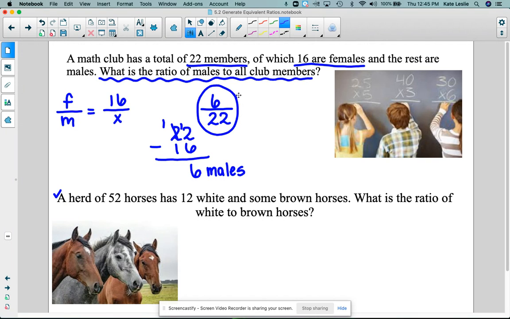Please also don't forget, since we're talking about equivalent ratios, you can actually simplify this as well. So if you simplify by dividing both of these by 2, another answer could also be 3 males to 11 total members. These are the same thing. So either one of these answers would work. So please make sure that you read the question carefully. You're going to see that in just a second as well.